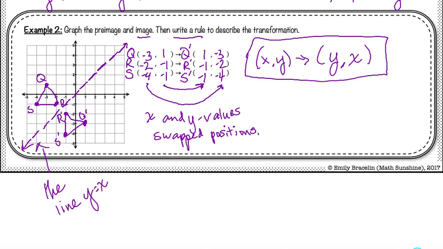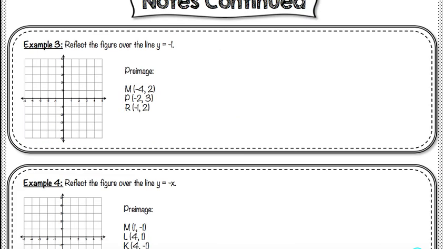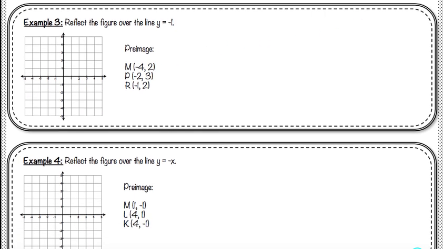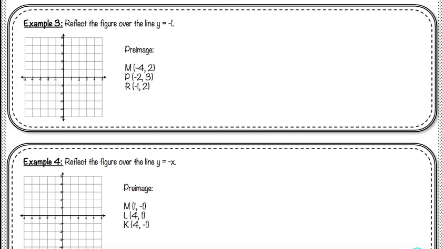Okay, let's look at another example. Let's look at example 3 this time. Example 3 says reflect the figure over the line y equals -1. So let's go to the y-axis, which is this vertical line, find -1, and then draw a line that passes through that point. It has to be a horizontal line. Y equals is always a horizontal line.